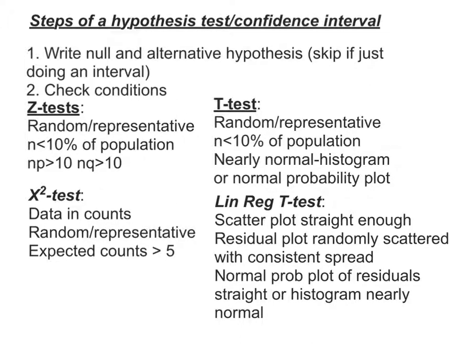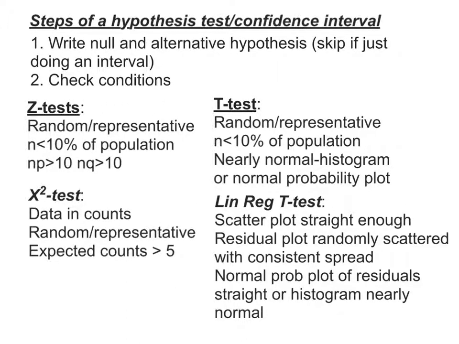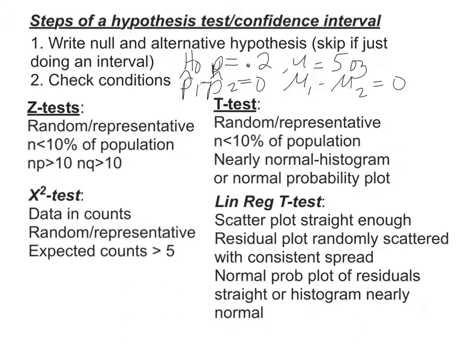So the first step is to write your null and alternative hypothesis. Your null is that p is equal to 0.2, or whatever the value it's mentioning, or mu is equal to 5 ounces. The difference is usually p hat 1 minus p hat 2 equals 0, or mu 1 minus mu 2 equals 0. Your nulls are always equal to what the problem is asking about, and you have to prove otherwise.